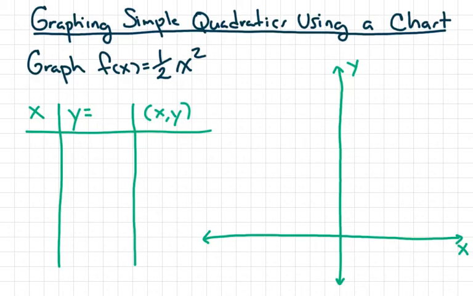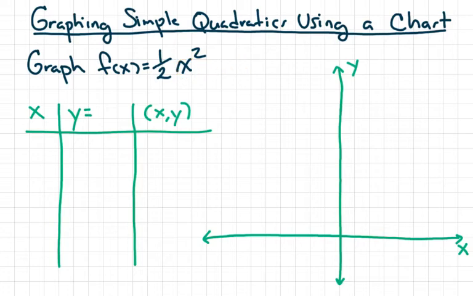I'd like to go over graphing a simple quadratic using a chart, okay? The quadratic I chose is f of x is equal to 1/2 x squared. Very, very basic. There's no k value tacked on, no plus 5 or anything like that. There's nothing within here, no x minus 8 squared or something like that. So it's very, very simple. There's not a lot going on, okay?